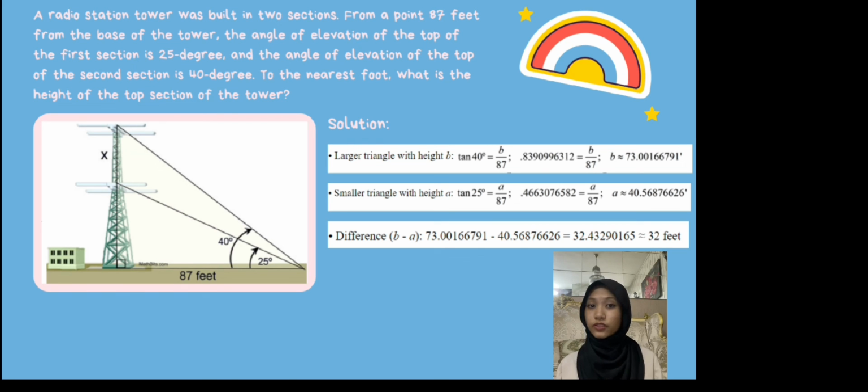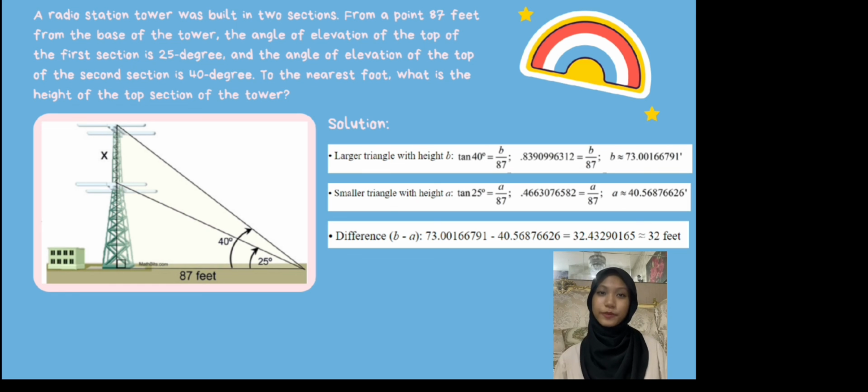Moving on to the smaller triangle, we use 25 degrees instead of 40, which is given in the diagram above. When tangent 25 is multiplied by 87, we get the value for A, which is 40.56 feet. Lastly, to find the difference between A and B, we must subtract the values. 73 minus 40.56 equals 32.43 feet. Now that is how we apply the trigonometry formula in architectural buildings.